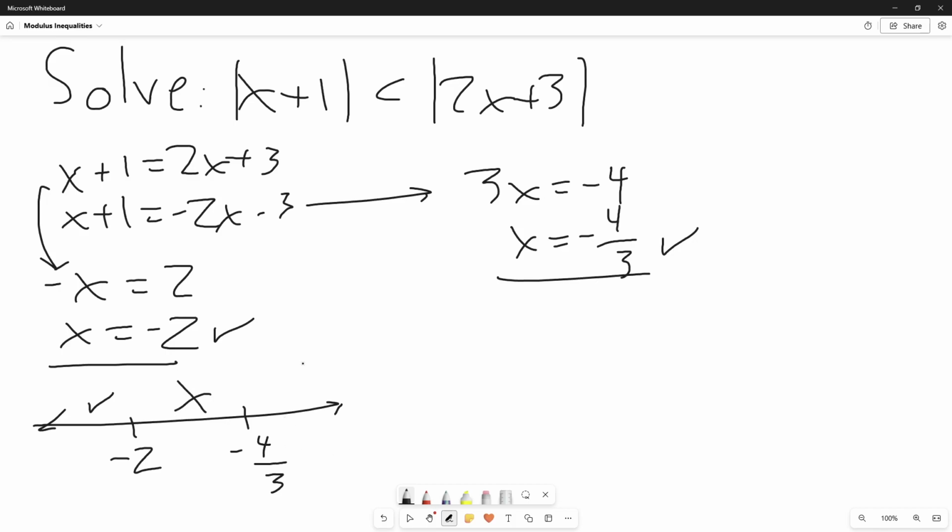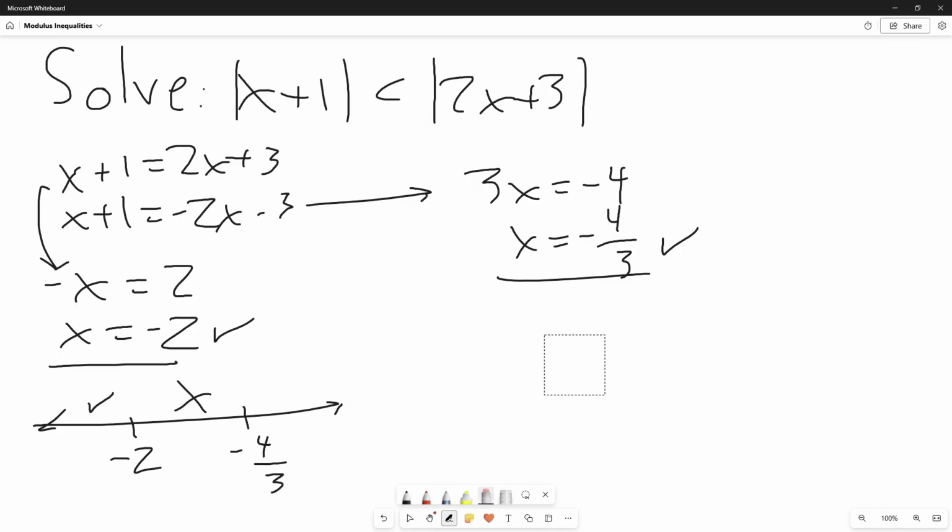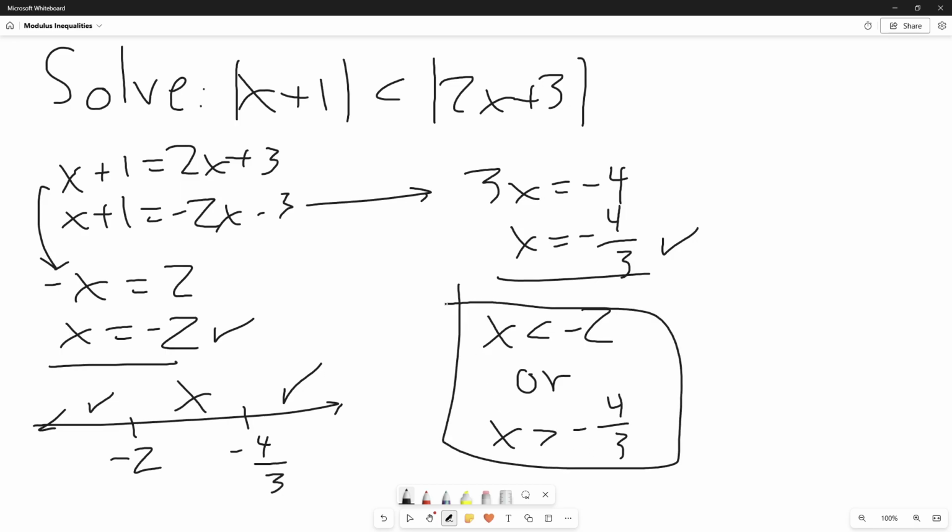And let's try this region now. So let's try 0 for that. Absolute value of 0 plus 1 is less than 2 times 0 plus 3, which becomes 1 is less than 3, and that's true. So yes, this region works as well. And now we have the parts where the inequality is satisfied. So x is less than negative 2, or x is greater than negative 4 thirds. And those are your two inequalities that satisfy the inequality, and that's your final answer.